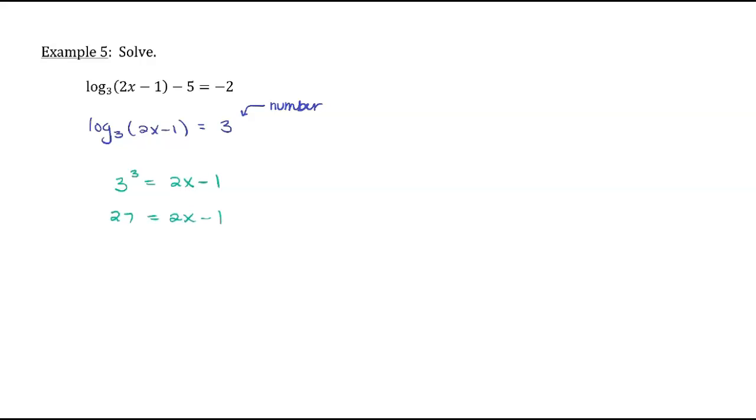Adding 1 to both sides, we have 28 equals 2x, and dividing both sides by 2, we have 14 equals x. Let's double check our solution. If x is equal to 14, then the inside of the logarithm, 2x minus 1, would be 2 times 14 minus 1, or 28 minus 1. This is clearly a positive number, greater than 0, so 14 is in the domain of the logarithm. In other words, 14 does check out as an okay solution, and our solution set contains the value 14.